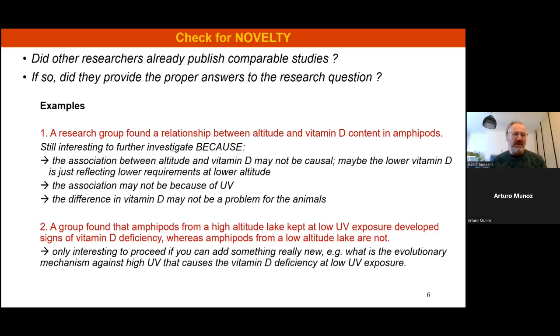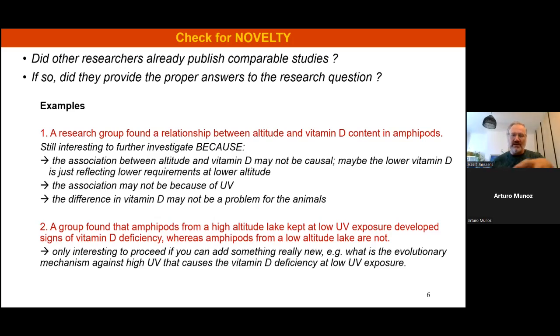It may be that altitude or UV exposure is not the real reason for the difference in vitamin D level. Maybe the lower vitamin D level is just reflecting different requirements at lower altitude. And then you're looking at a different thing. And it would be very interesting to figure that out, to see, is it a causal relationship or not? The association may not be because of UV. And also the difference in vitamin D may actually not be a problem for the animals.